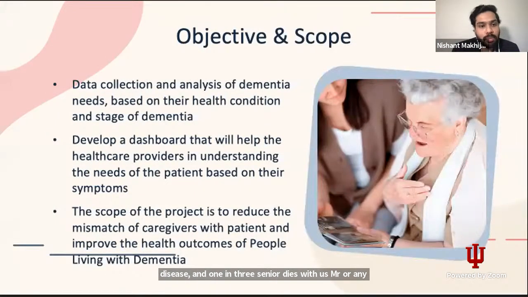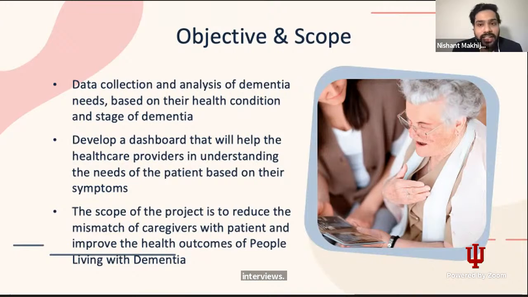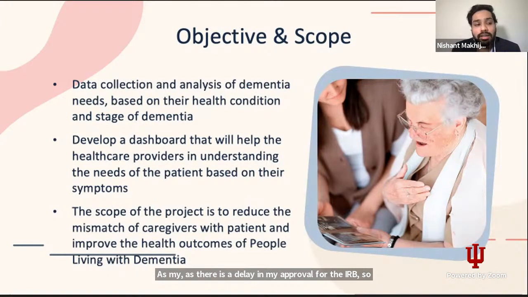Now, the objective and scope of my study. The objective was to collect the data set and analyze the dementia needs from the literature and interviews. As there is a delay in my approval for the IRB, the interview sessions will be conducted this coming week. So I made the dashboard on the basis of the literature for now, but there will be a few changes once my one-on-one interview sessions with people living with dementia and their caregivers are done.